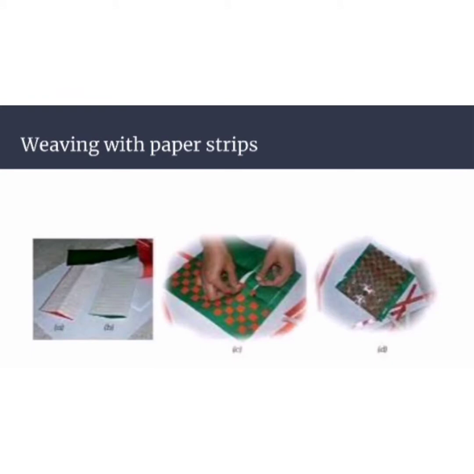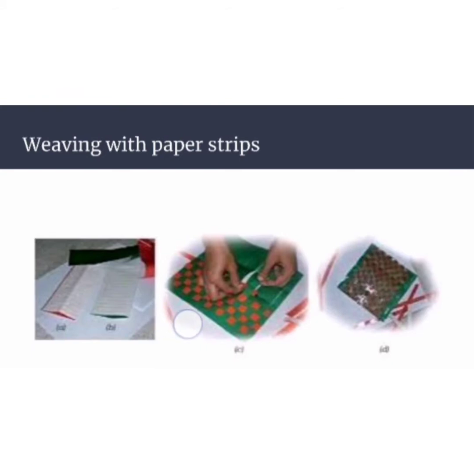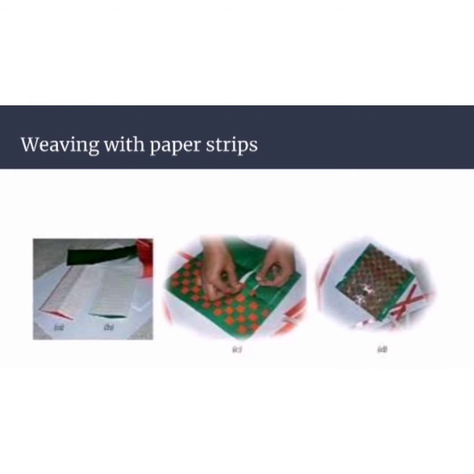Let us try to weave some paper strips. Take two sheets of paper of different colors and cut square pieces with length and width equal to 30 centimeters from each sheet. Now fold both sheets in half like this.